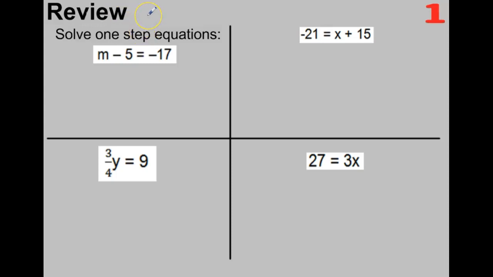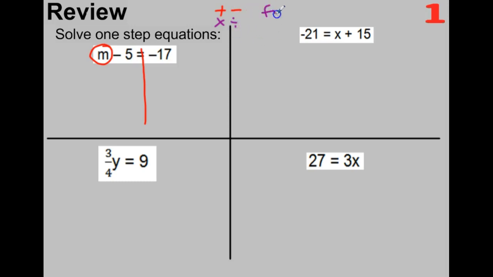Alright, today we are reviewing for our test on solving equations. First thing we learned about was solving one-step equations. Remember, we draw our line down and we want to get the letter all by itself. You're always going to do the opposite of what you see. Remember, the opposite of adding is subtracting, and the opposite of multiplying is dividing.